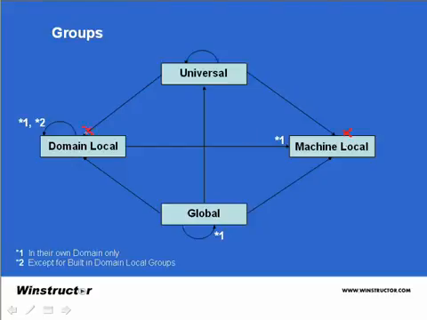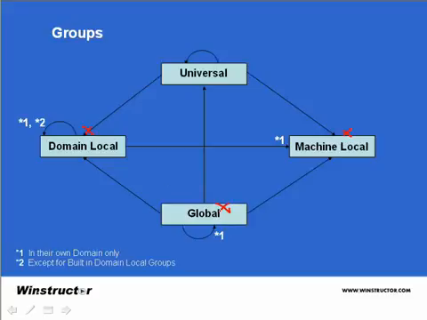A domain local group can contain users, other domain local groups from the same domain, global groups from any domain in the forest, and they can also contain universal groups. Now you can also assign permissions to resources to domain local groups, but only to resources that exist in the same domain.